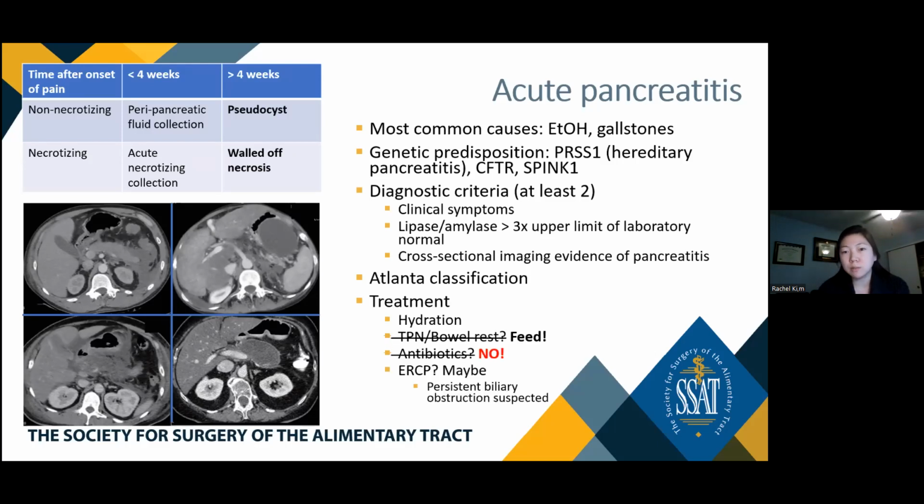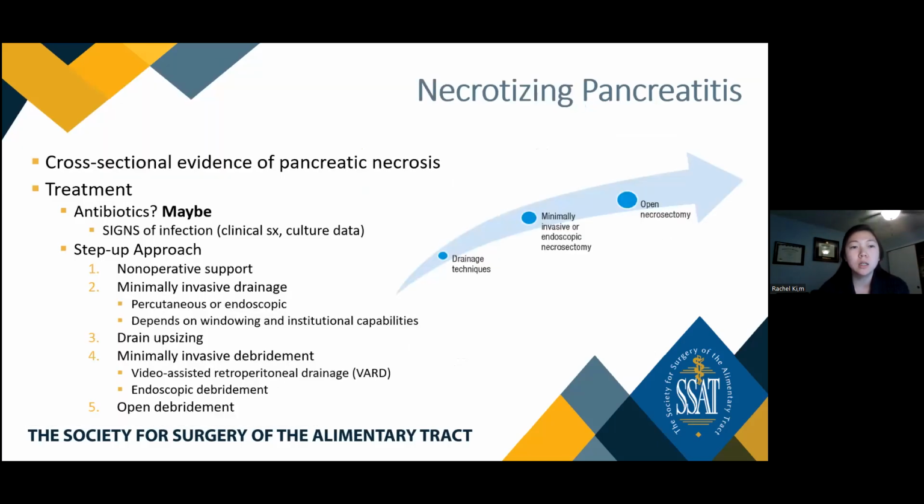And then we should all know the treatment for this. You don't need to keep them on bowel rest. Enteral feeds are safe for these patients. Antibiotics are not indicated for simple acute pancreatitis. And if you suspect persistent biliary obstruction, then you can consider an ERCP, but it's not required.